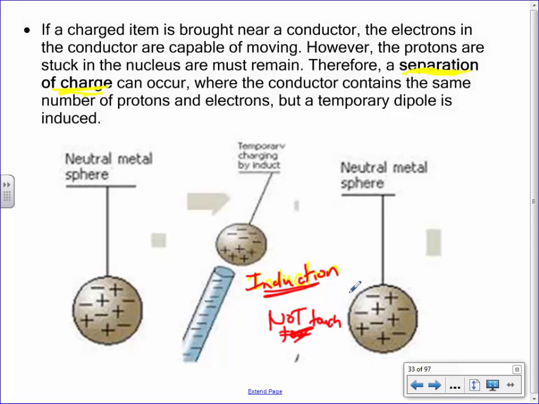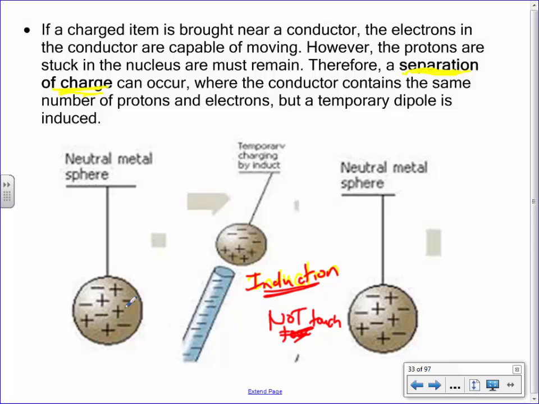And what ends up happening is if you induce something, it causes the electrons to move to the other side and the positives to move to this side, and you get this separation of charge. That's called induction. Here's the thing about induction, though. What happens when you move the rod away? Well, it goes back to normal.